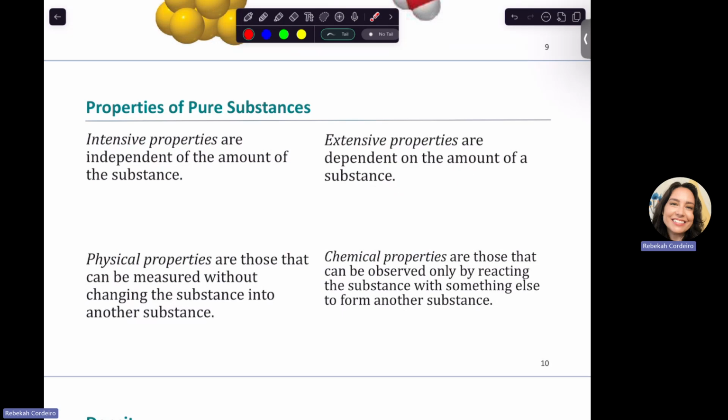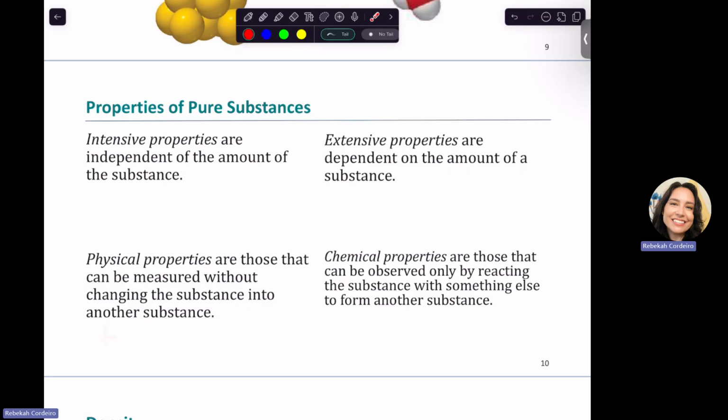Physical properties are ones that you can measure without changing the substance. So I can measure the temperature of water. I can measure the melting point of water. What temperature does it melt? I'm not changing it from water to something else. I'm just changing it from water to a different form of water. And so, I don't have to do a chemical reaction to observe a physical property.